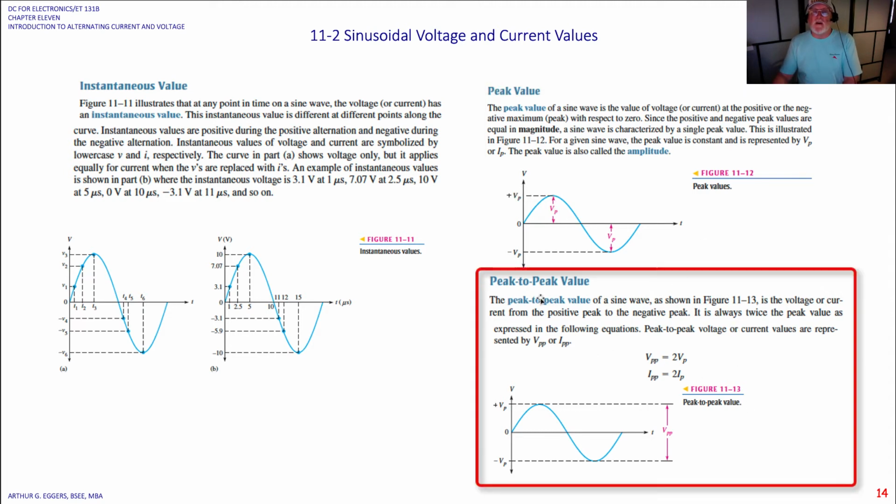If we look below, we have what's called the peak to peak value. This is the voltage or current of the sine wave from the positive peak to the negative peak. It's always twice the peak value as expressed in the following equations. Peak to peak voltage or current is represented by VPP, or V peak to peak, or I peak to peak. And we can see that mathematically V peak to peak is equal to naturally 2 times the peak value.